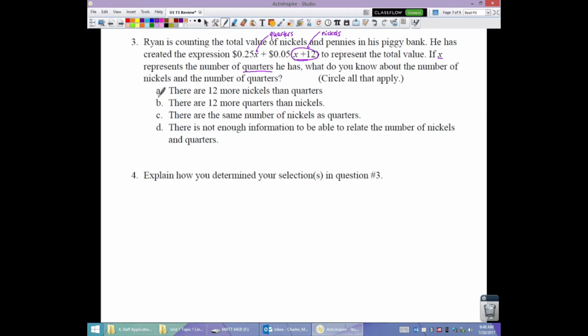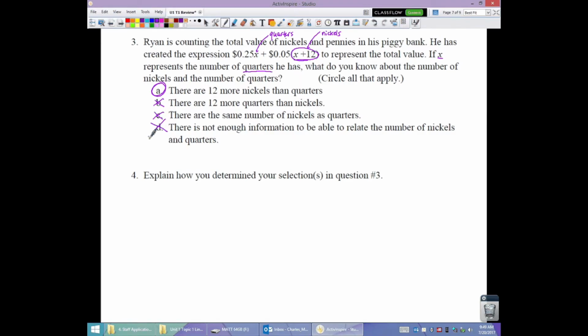So, which of these, and there might be more than one, which apply? There are 12 more nickels than quarters. Let's see, quarters there were X, nickels there was X, and then 12 added to it. So yes, that works. There are 12 more quarters than nickels? No, that's exactly opposite of what we just said was true. There are the same number of nickels as quarters. Well, if that were true, they would both be X, or they would both be X plus 12. That's not true. And again, there's not enough information. We can't pick that unless we haven't chosen any of the other ones, so no.